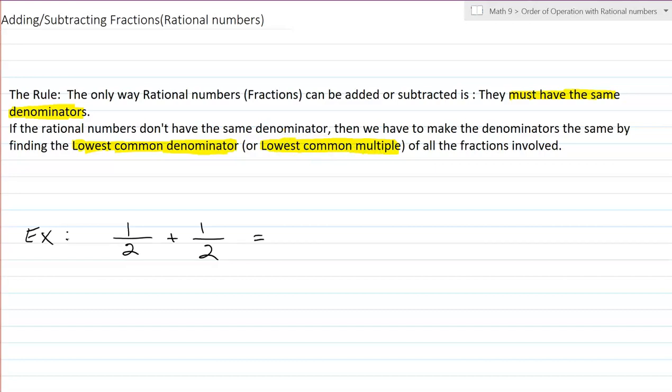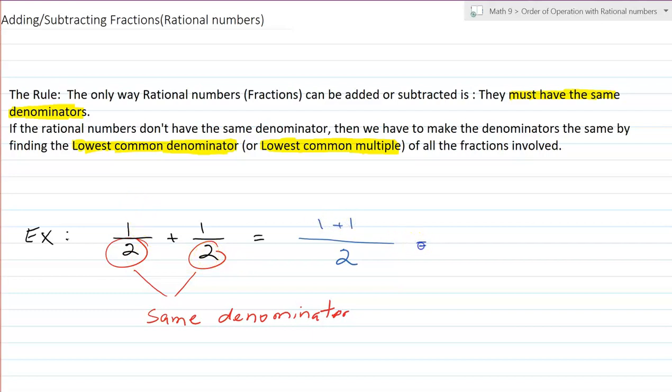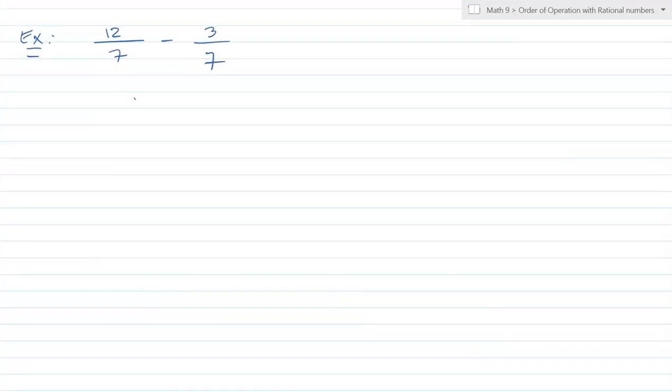Let's go through some examples. First one, 1/2 plus 1/2. We notice that the denominators, look at that, 2 and 2, they're the same. Same denominators, right? So what we will do here, we simply write one of the denominators down because it is the same, and then we add the top, 1 plus 1, and in this case will be 2 over 2. You simplify, the answer will be 1. Simple as that.